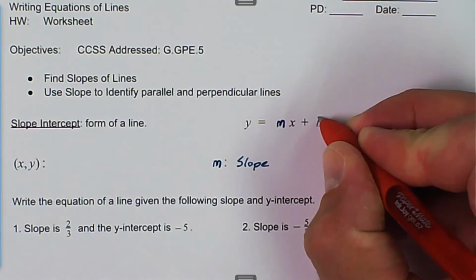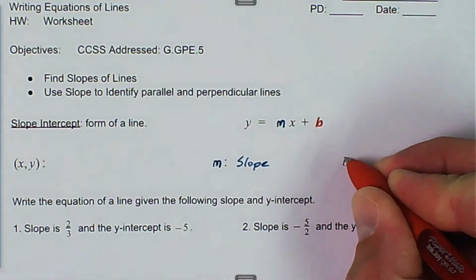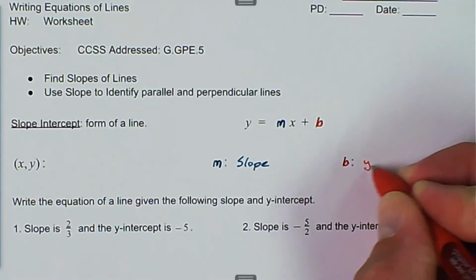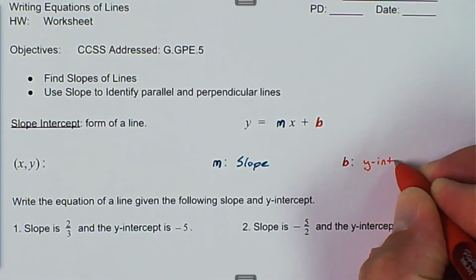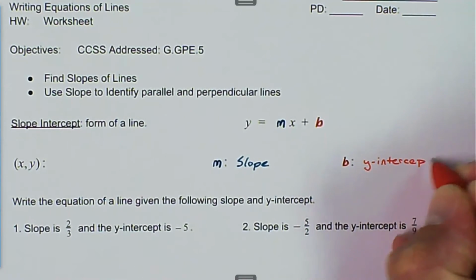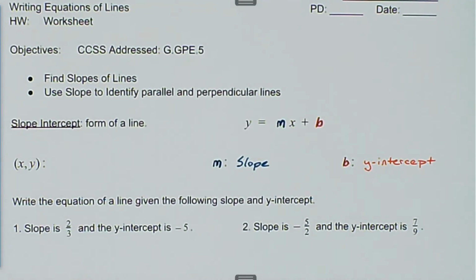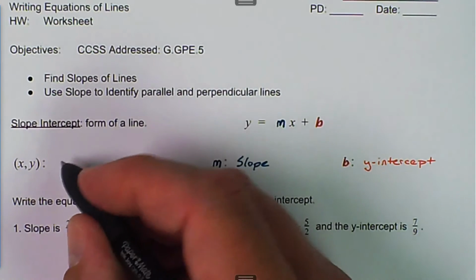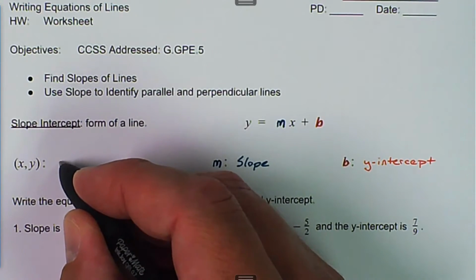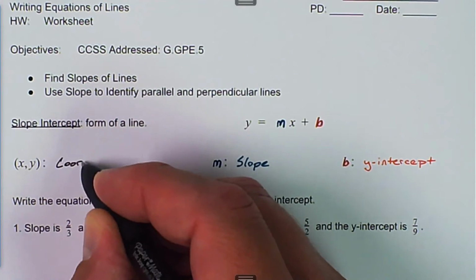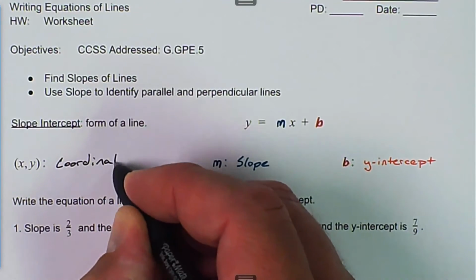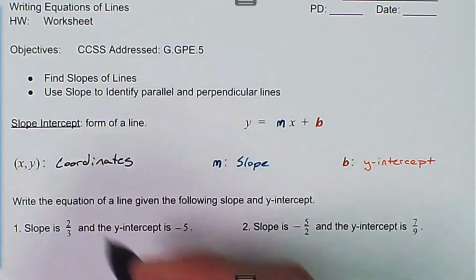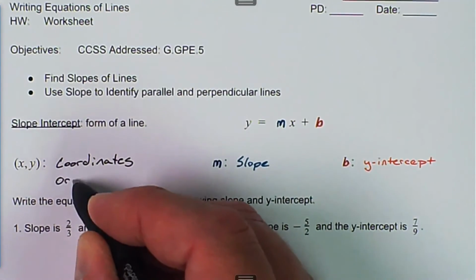And we have our y-intercept, which is our b. That is where the graph crosses the y-axis. And then we have an x and y, which are our input and output, or our coordinates. Also could be called an ordered pair.